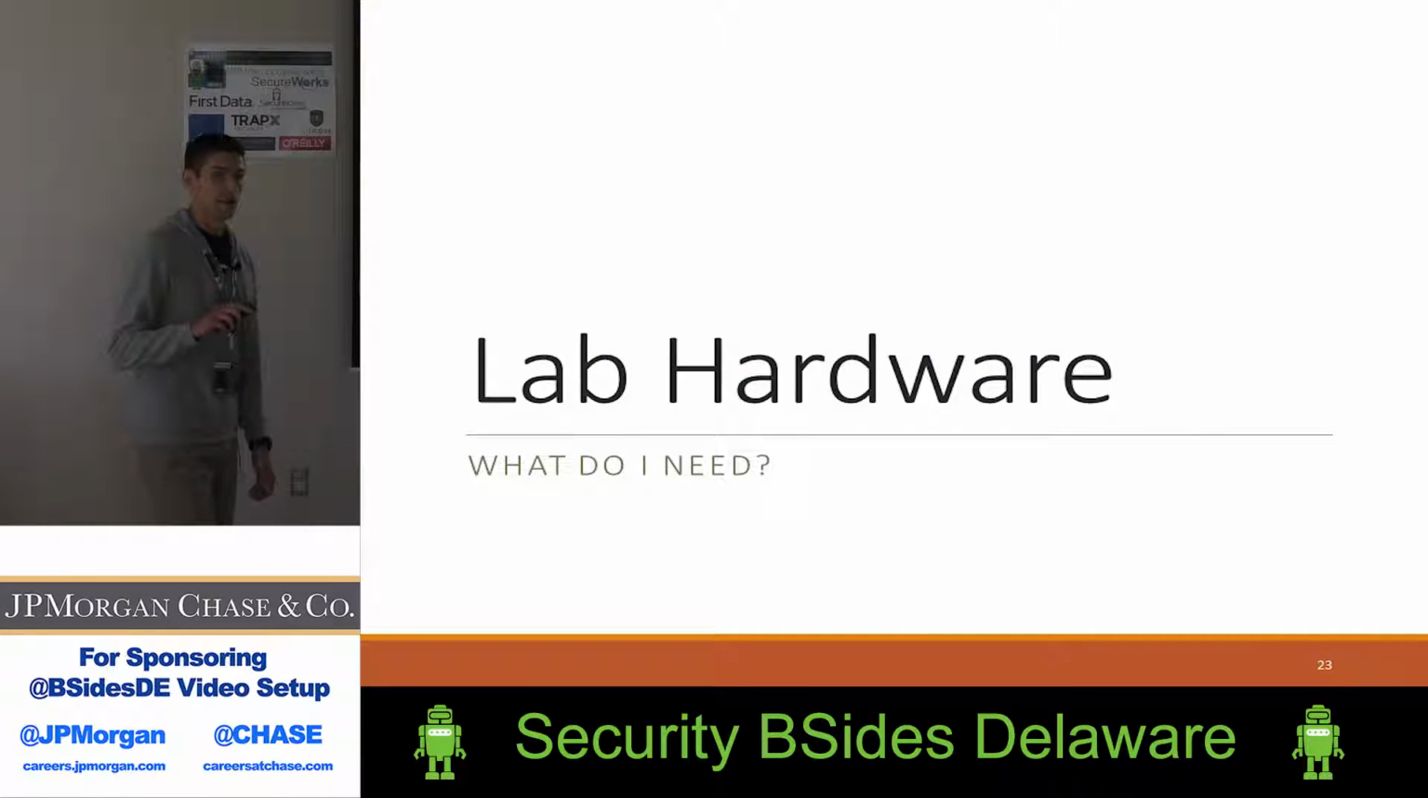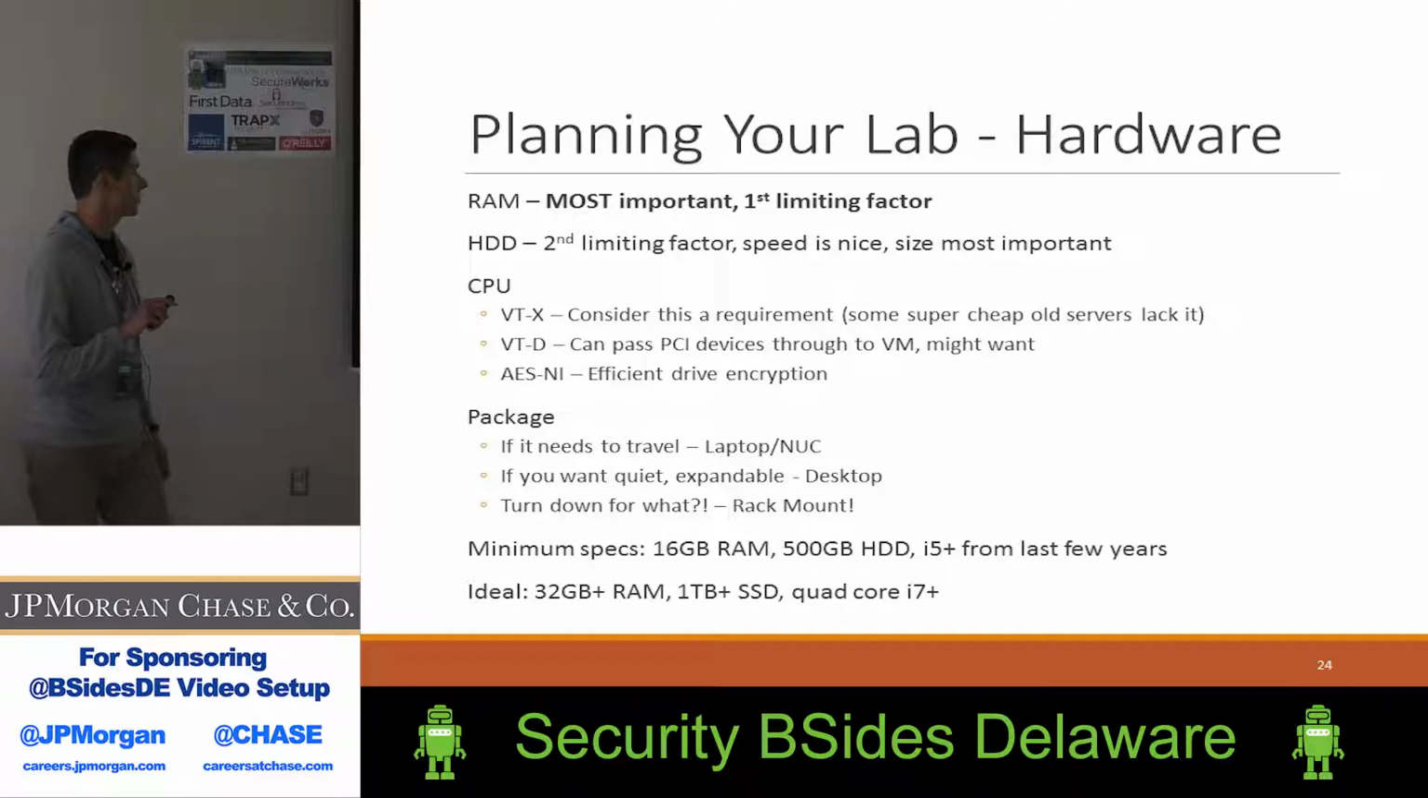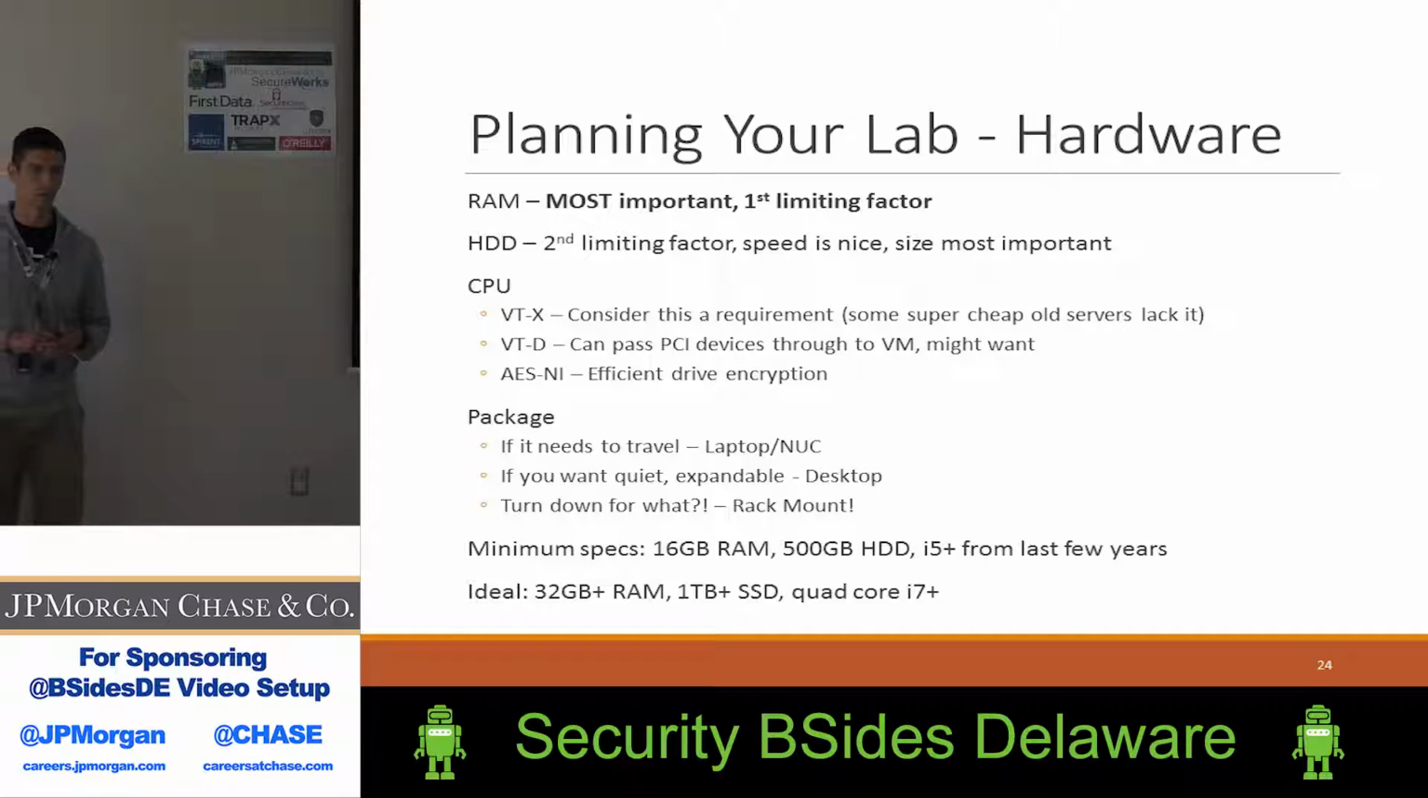OK, so hardware. What do you need to do this? You're going to need, most importantly, a lot of RAM. That's going to be the thing that you're almost for sure going to run out of first. So if you're trying to decide where to spend money, spend it on RAM. The second thing that you're going to run out of is hard drive space. Speed is nice when it comes to hard drives because it allows snapshots to revert very quickly and be taken very quickly, but space is king here because you will run into a wall and you'll hate yourself if you can't take that snapshot and you're getting to a point where you're constantly fighting disk space. So get a big disk, and if you can afford it, get a fast big disk.